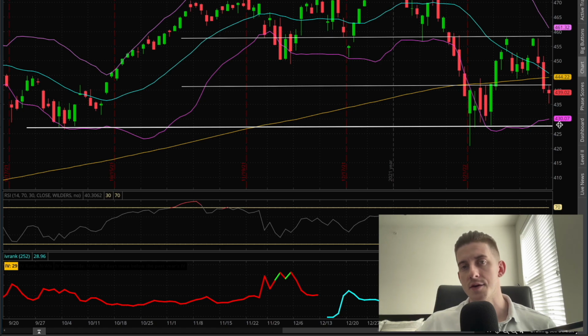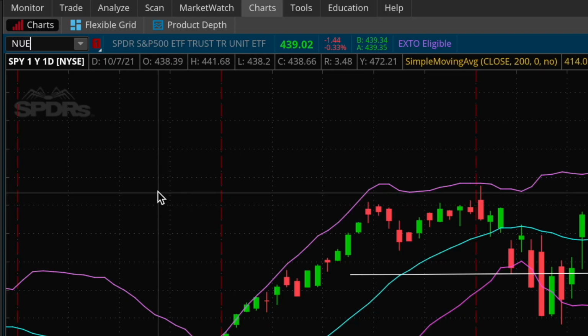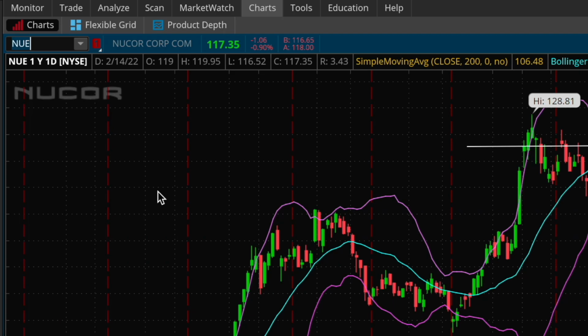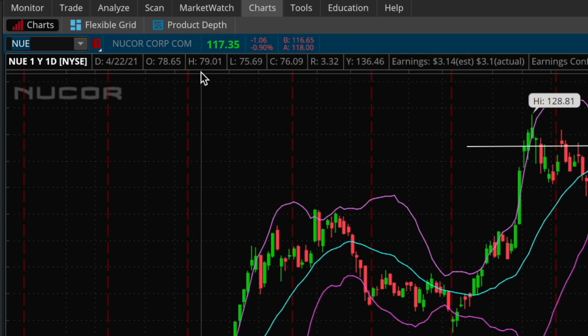Once I saw that pretty big sell-off about halfway through the day, and I could see very clearly here that SPY was being repelled off of that resistance level, at that point, I decided to make a new trade. In particular, this was a new bearish position on NUE. Let's take a look at the charts there. NUE is Nucor Corporation. They're basically involved in the production of steel and other steel products.